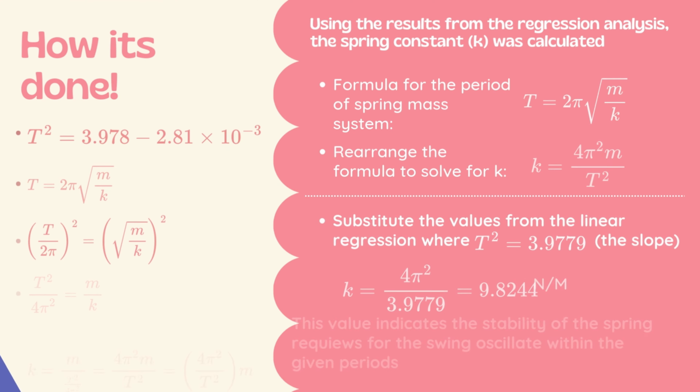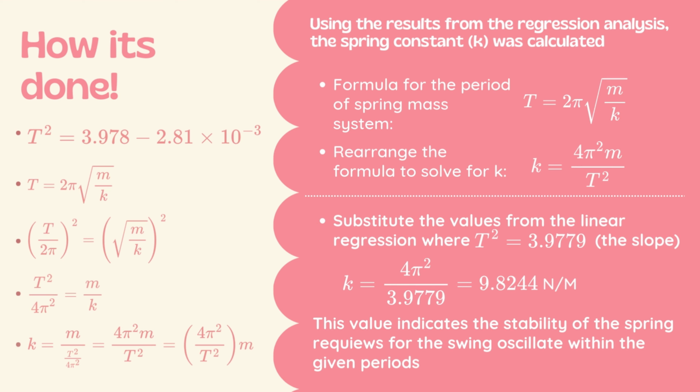So how do we find the spring constant? The formula to find the spring constant is by using the formula to find the period. But how are we going to separate the spring constant? First, we have to divide both sides by 2 pi to cancel, then square both terms so that we can remove the square root from m over k.